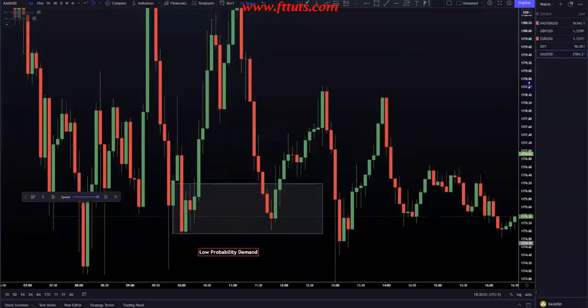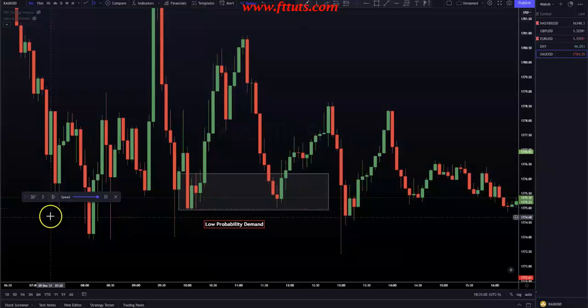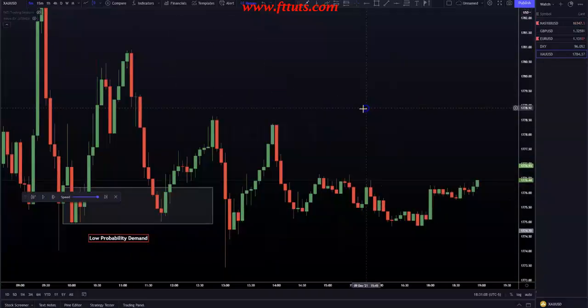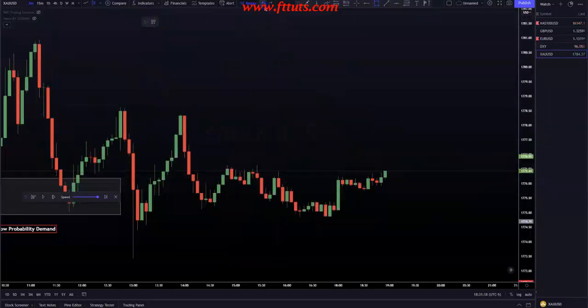Why is this low probability demand? Okay, it did the exact same thing, but it decided to wick out first. Let me replay that. I don't even think y'all understand. This time, we had two different types. So this one over here, I'll just replay.